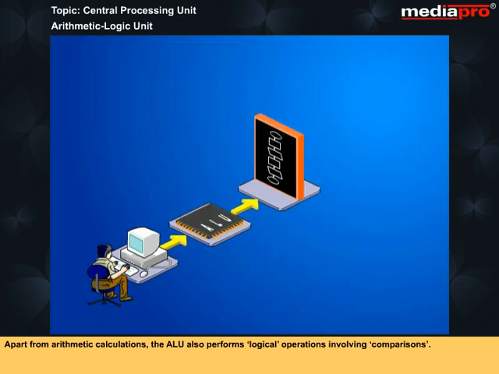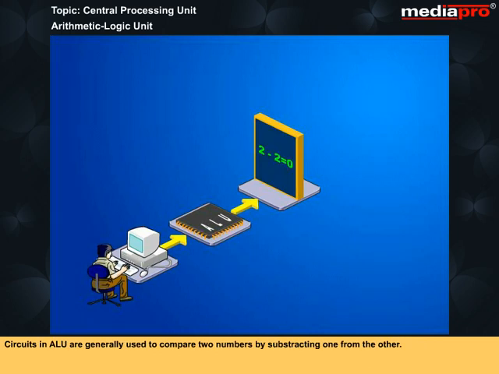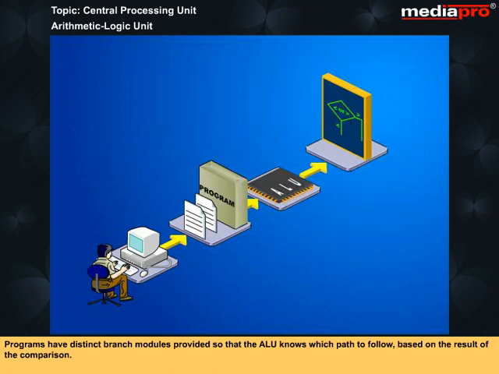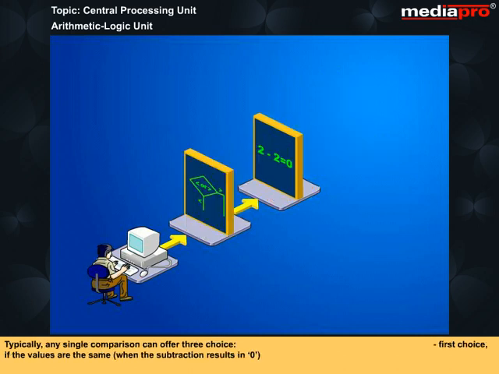Apart from arithmetic calculations, the ALU also performs logical operations involving comparisons. Circuits in the ALU are generally used to compare two numbers by subtracting one from the other. As stated earlier, a comparison can either result in a perfect match or lesser than or greater than states. These are depicted by the sign and the value of the result. Programs have distinct branch modules provided so that the ALU knows which path to follow based on the result of the comparison.